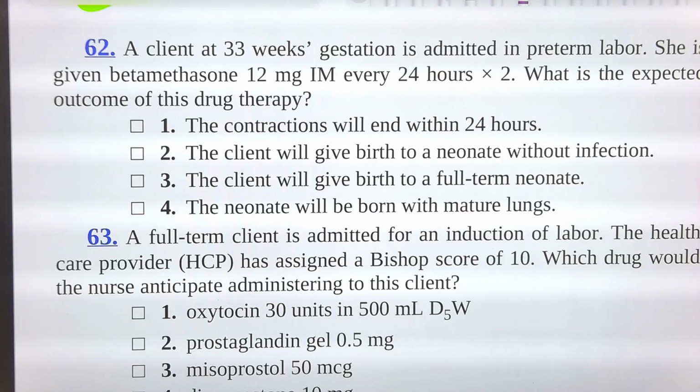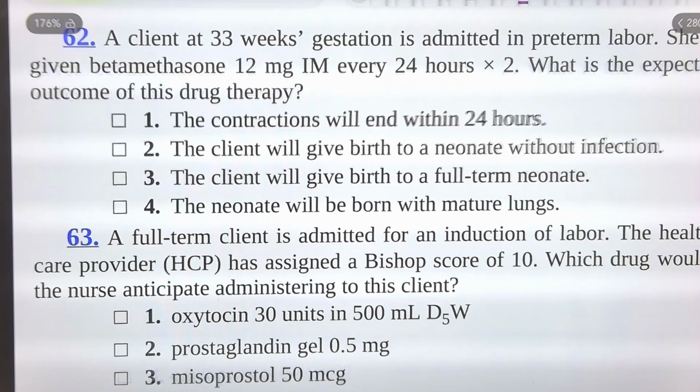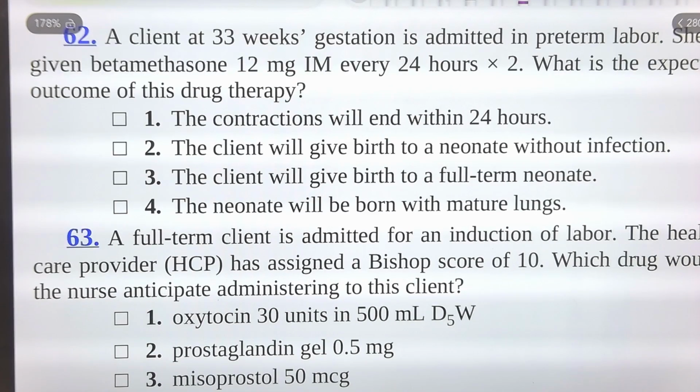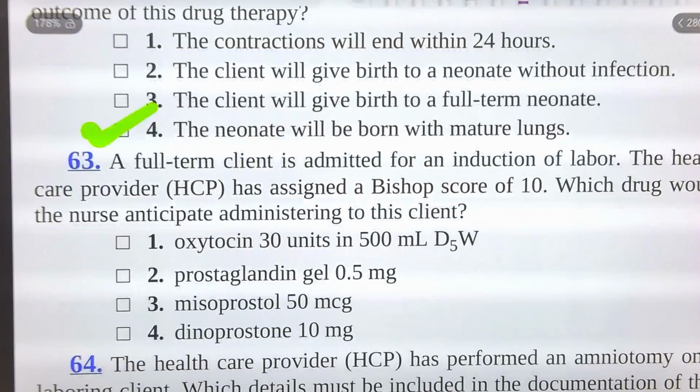A client at 33 weeks of gestation is admitted in preterm labor. She is given betamethasone 12 mg IM every 24 hours. What is the expected outcome of this drug therapy? So betamethasone का expected result क्या होगा? Read all the options. The neonate will be born with mature lungs. तो ये हम lungs maturity के लिए देते हैं. So answer number 4 will be the correct answer.